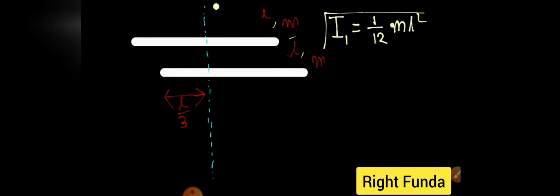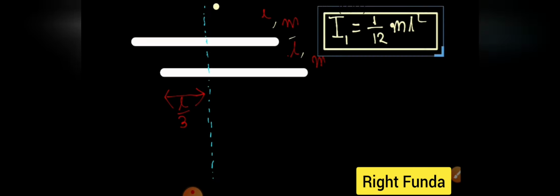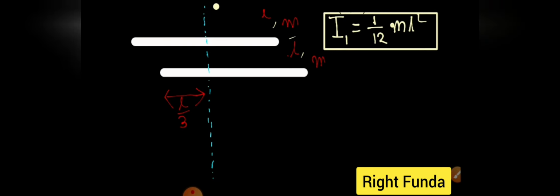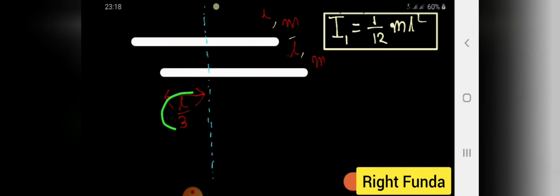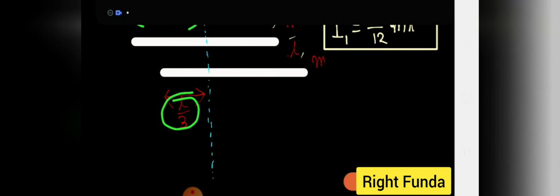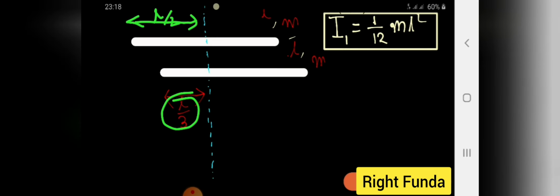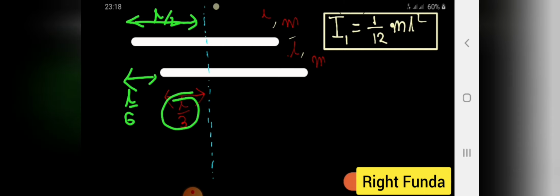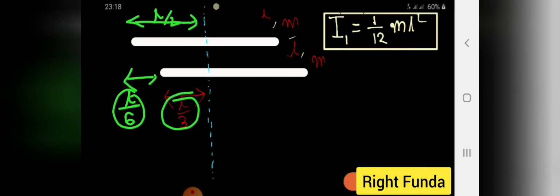That we know clearly. Now if I want to find out the second rod's moment of inertia, this length is given as L by 3, and we know this length is equal to L by 2. So this rod has been shifted by how much length? This length you calculate: L by 2 minus L by 3 is equal to L by 6.